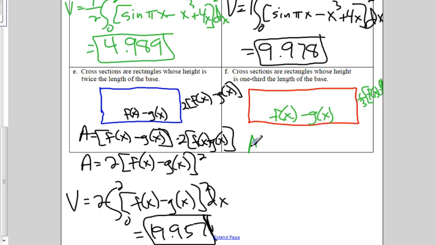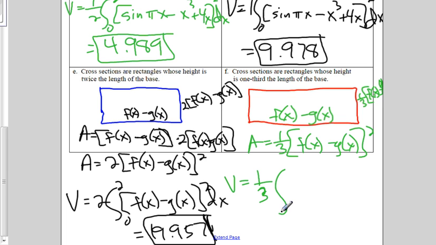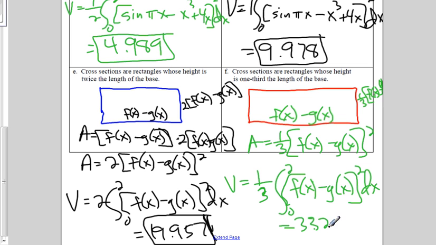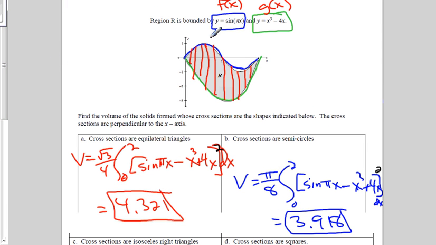So let's set this up the same way. Area equals 1/3 f of x minus g of x all squared, instead of 2 times it, and now the volume is going to be equal to 1/3 of the integral from 0 to 2 of f of x minus g of x all squared dx. And now when we put that into the calculator, 3.326. Okay, and again, what functions are we using? The two functions that were given up here. All right, and I'm going to put those in my calculators, y1 and y2. All right, so that'll be part 3.